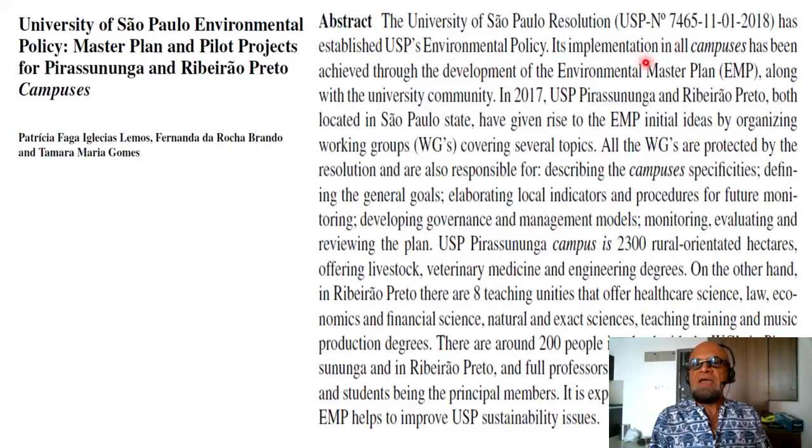Its implementation in all campuses has been achieved through the development of an environmental master plan along with the university community. In 2017, USP Pirassununga and Ribeirão Preto, both located in São Paulo state, gave rise to the EMP initial ideas, the environmental master plan initial ideas, by organizing working groups covering several topics. All the working groups protected by the resolution are also responsible for describing the campus specificities, defining the general goals, elaborating local indicators and procedures for future monitoring.